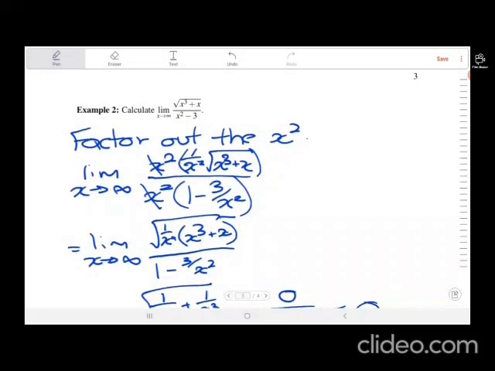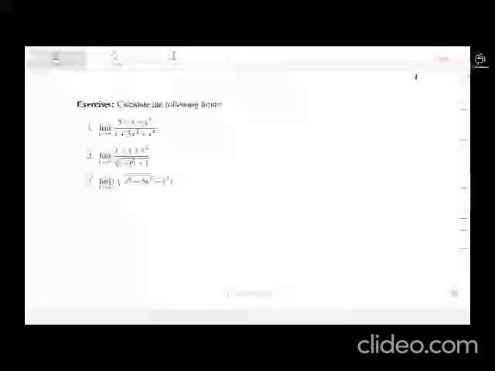Okay, so we've covered 2 examples now of how to factor out the dominant term in the denominator to be able to find the limit of infinite limits of rational functions. So I'll leave you with a few exercises to practice this. There's a variety of different ones here. They all look a little different, but they do all use the technique we learned in this video.